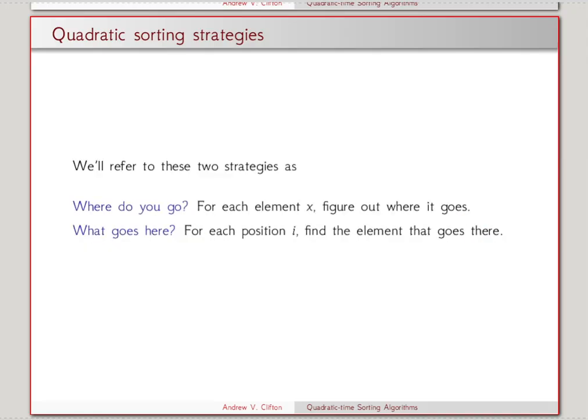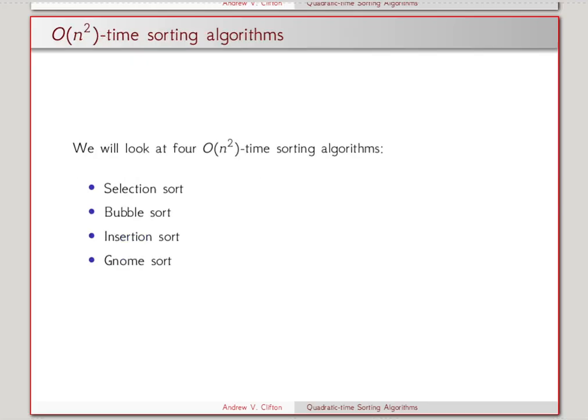I'll call these two strategies "where do you go" and "what goes here." Pick a thing and ask, where does this one go? Or imagine I have an empty spot and ask, what needs to go in here? For each of the algorithms we're going to talk about next, we'll identify which of these two strategies it uses.